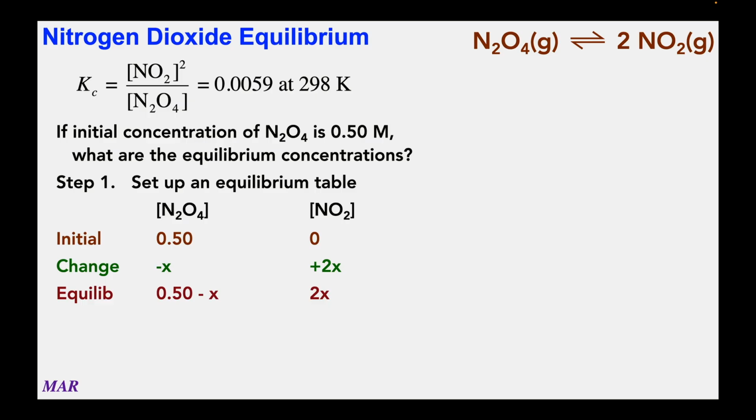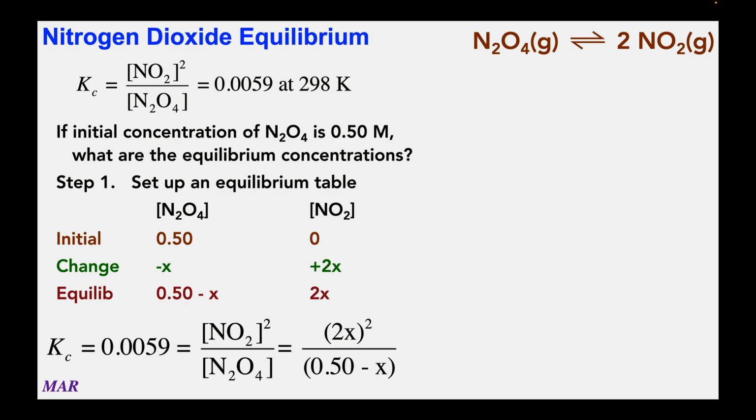N2O4 will go down by x, NO2 will go up by 2x. So at equilibrium, 0.5 minus x for N2O4, and NO2 will be equal to 2x. We need to square the NO2 because of the stoichiometry. So 0.0059 equals quantity 2x quantity squared divided by 0.50 minus x. And this is a problem you can solve.